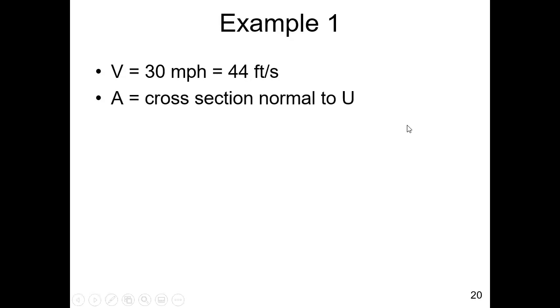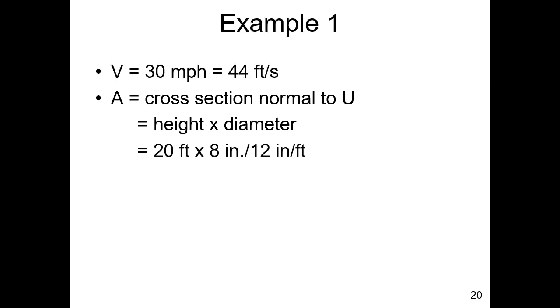The area is the cross-section that's normal to you, and that is the height of the flagpole times its diameter. Remember, the cross-section of the pole is just a rectangle, and that's what's normal to you. So that's 20 feet times 8 inches divided by 12 inches per foot. So the cross-sectional area for the drag equation is 13.3 square feet.